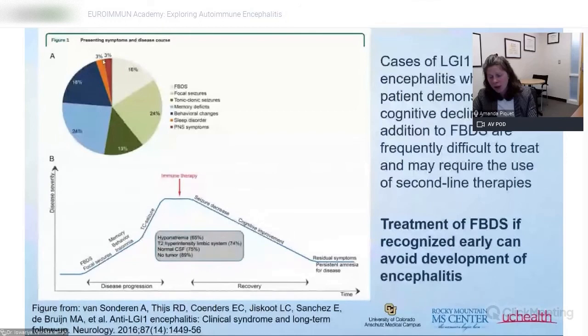And then it's important to note that for patients that present only with facial brachial dystonic seizures before they develop the autoimmune limbic encephalitis, if we treat these patients early with appropriate immune therapy, we might actually avoid the development of encephalitis. Furthermore, cases in which patients already have cognitive decline at the time of their presentation are often a little harder to treat and frequently require second line therapies, for example, using rituximab in this patient.